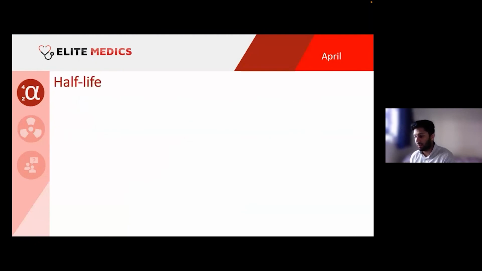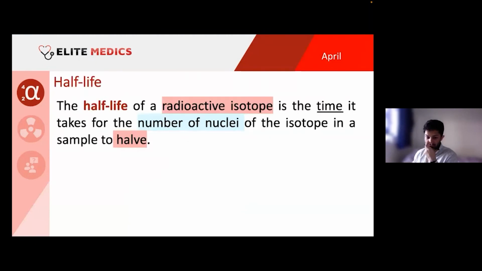Fine, moving forward. Okay, so now we're going to start talking about half-lives. Half-lives are a really interesting topic and they're relatively difficult. They're actually a difficult part of radiation, I think, because it's difficult to wrap your head around. So the half-life of a radioactive isotope is the time it takes for the number of nuclei of the isotope in a sample to halve.